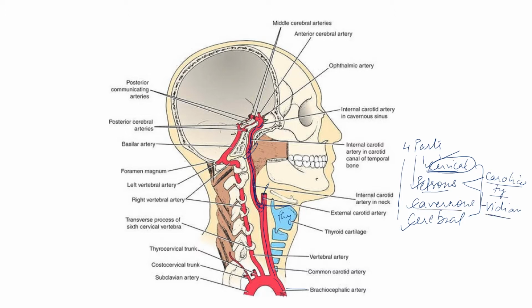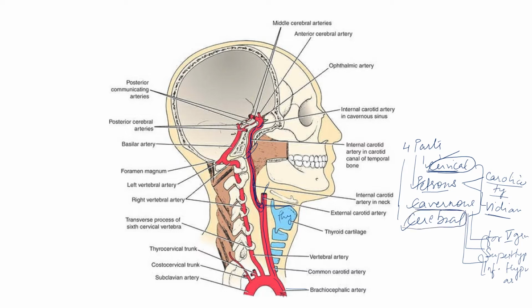Then in the cavernous sinus, this internal carotid artery gives three branches. One branch is for the trigeminal ganglion. Then we have another branch, the superior hypophyseal, and next we have the third branch of this cavernous part of the internal carotid artery, that is your inferior hypophyseal artery. So these three branches are arising from the cavernous part of the internal carotid artery.